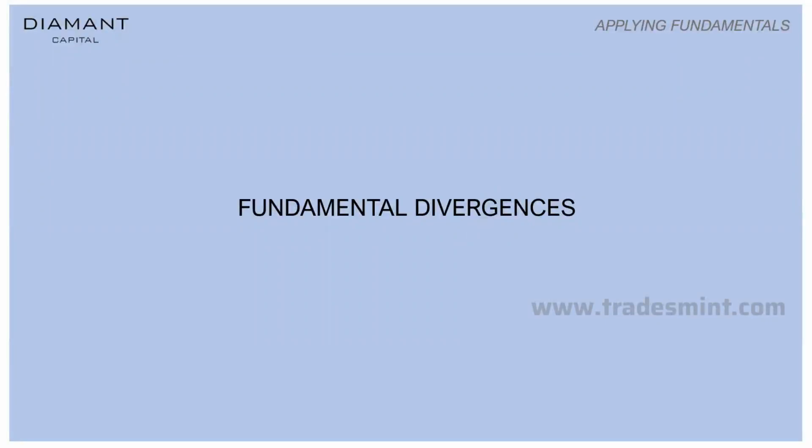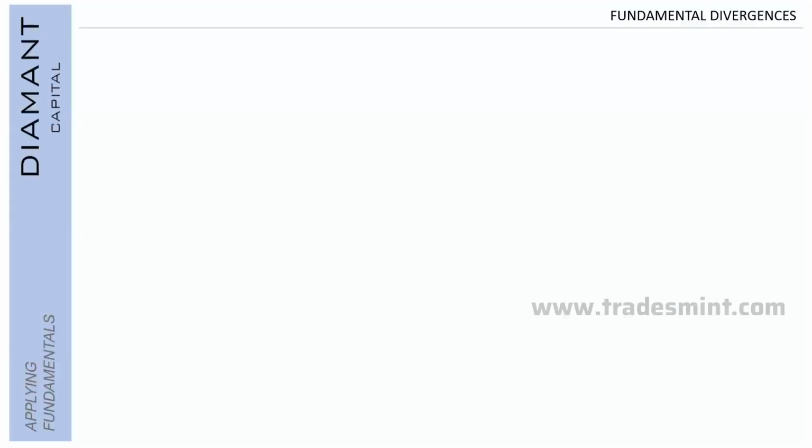In this one, we're just going to be covering fundamental divergences. It's going to be quite a brief one. I haven't got anything planned to actually show you because it's just going to be something that I'll be explaining. But it's pretty much everything that we've concluded throughout this whole content. What you're trying to do when you're understanding fundamentals is you're trying to look for that divergence. So what does that mean?